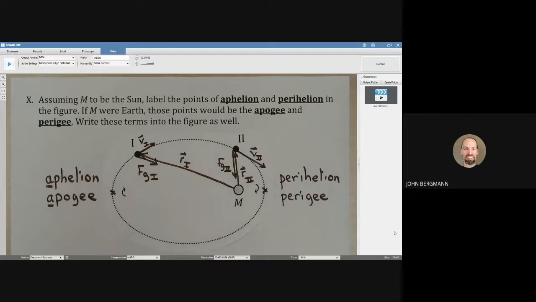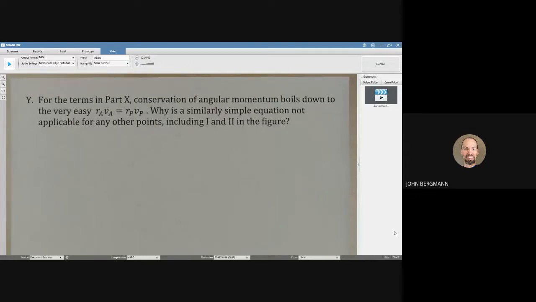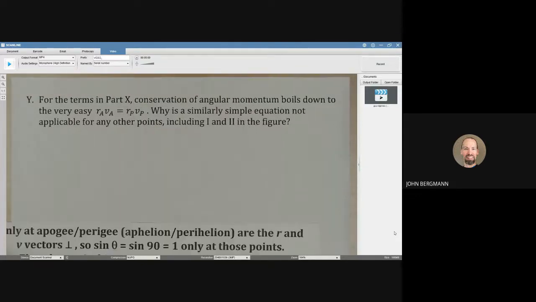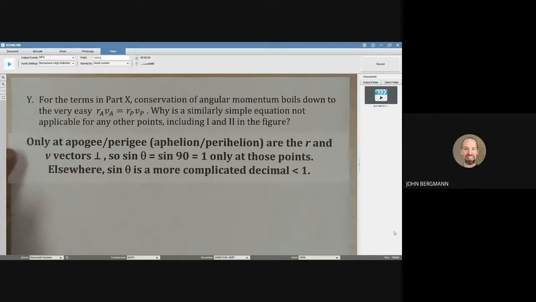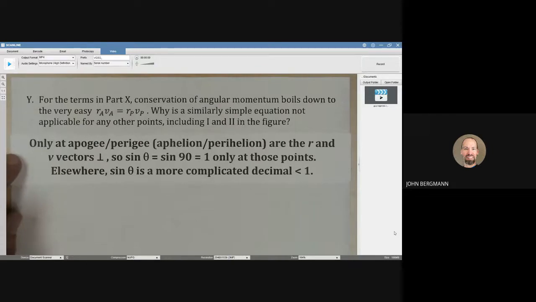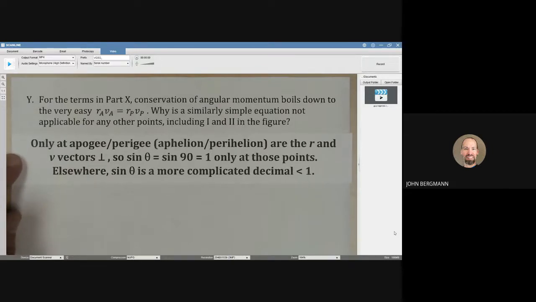And you might have heard that there's a tissue called the pericardium, and it surrounds the heart. It's like right outside the heart. So maybe that'll help you remember that perihelion and perigee is close to the orbited thing. Last question. For the terms in part X, conservation of angular momentum boils down to a real easy equation. Why is a similarly simple equation not applicable for any other points?